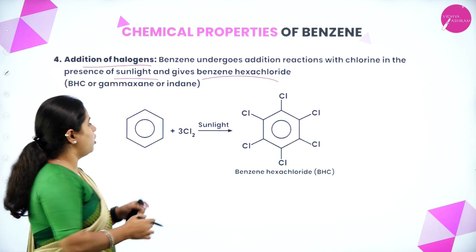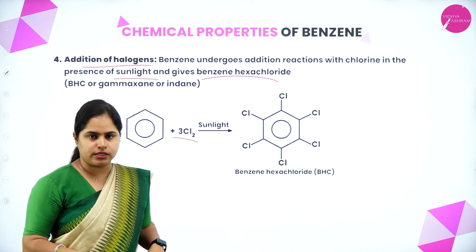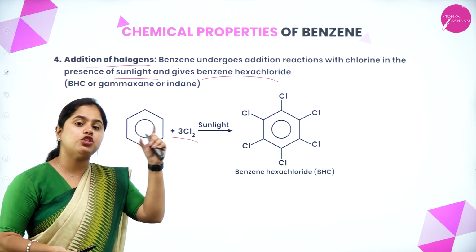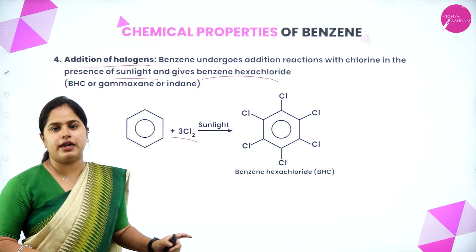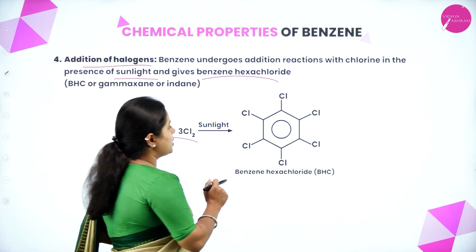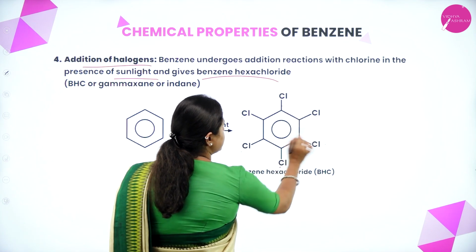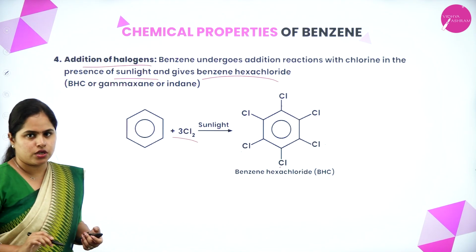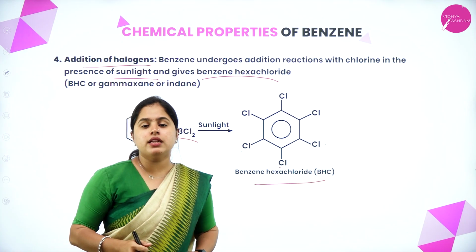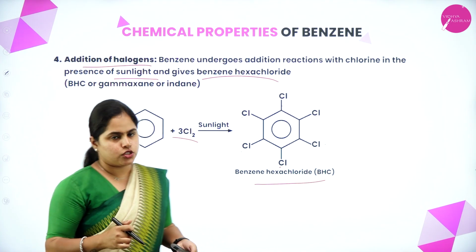So we are going to add 3 moles of chlorine in presence of sunlight. What happens is that in each of the positions, each of the 6 carbon atoms, one chlorine atom will be added. As you can see here, this is an addition reaction. In each of the positions, you can see 6 chlorine atoms. So now the product obtained is called benzene hexachloride, BHC. So I hope that is clear.